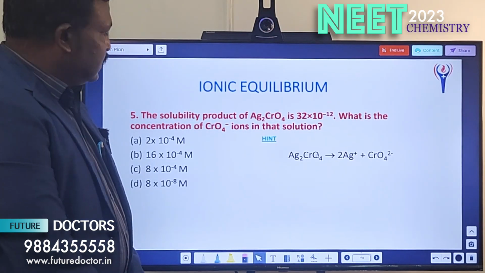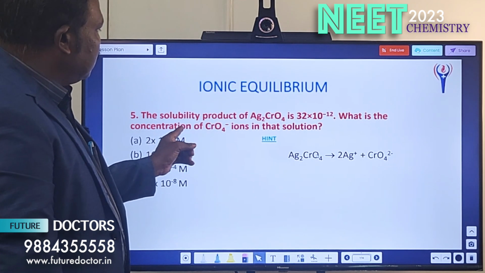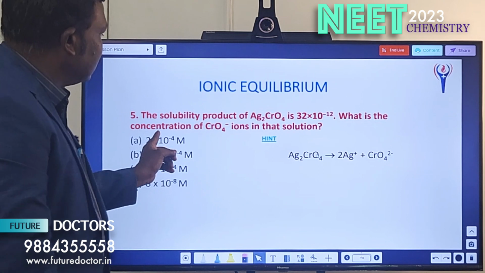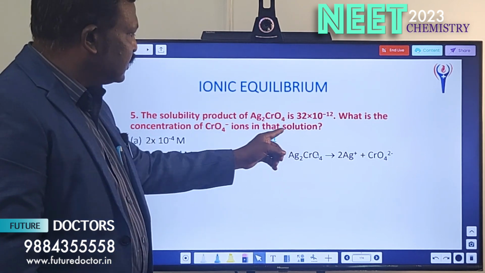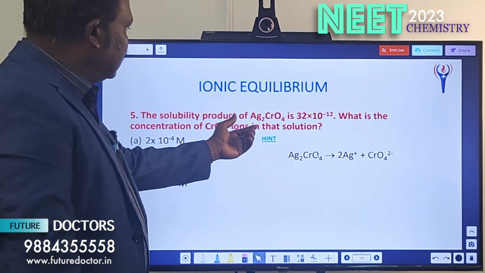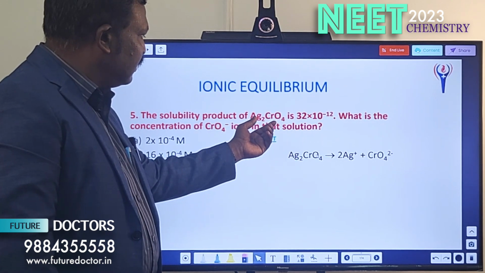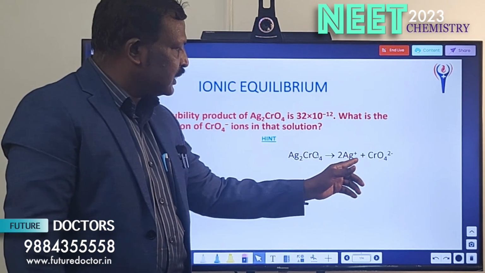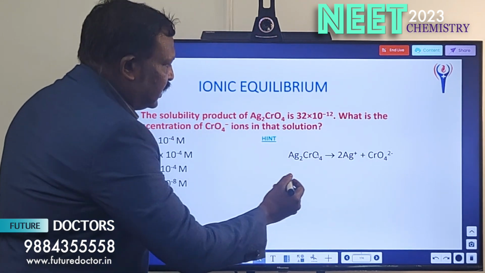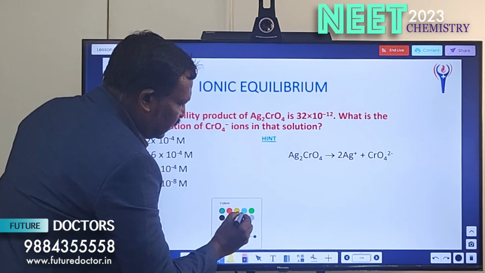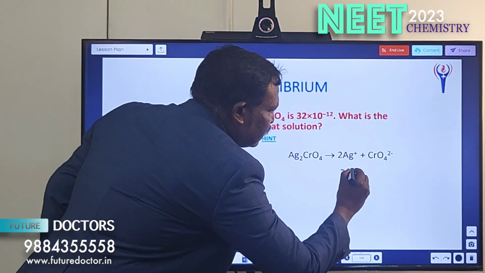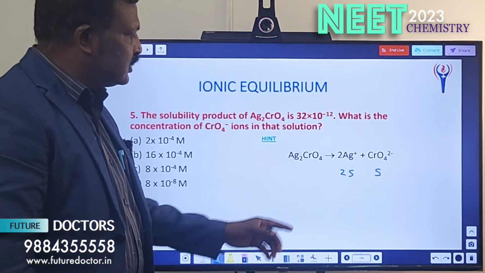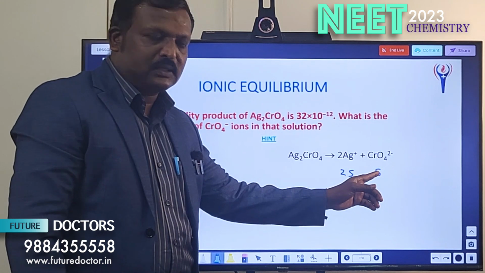Okay students, see the fifth sum. The solubility product of silver chromate is 32 into 10 power minus 12. What is the concentration of chromate ion in that solution? That's the question. Silver chromate, when in solution, is split into 2 Ag plus ions and a chromate ion. So for 2 Ag plus ions I put 2s, and for 1 chromate ion I put s. Are you following this one? 2 ions means 2s, 1 ion means s.